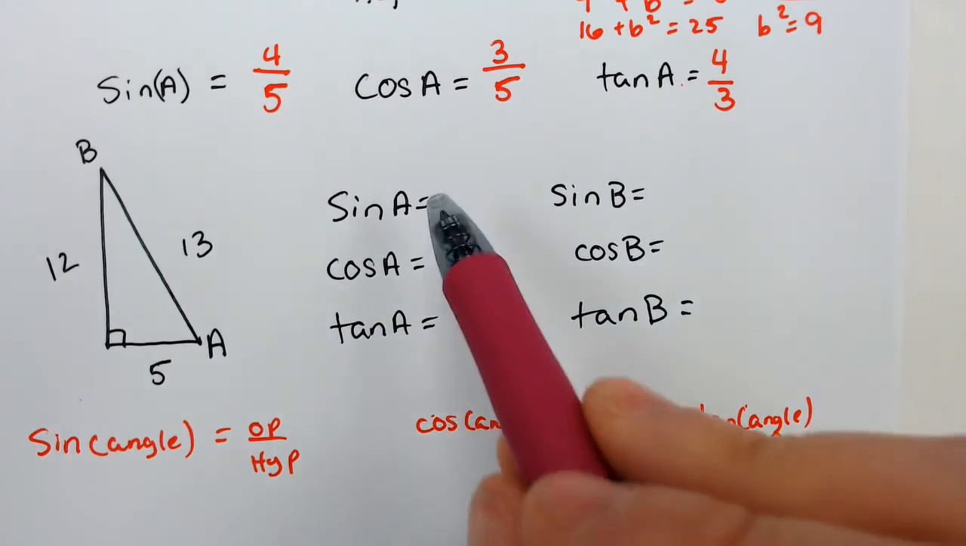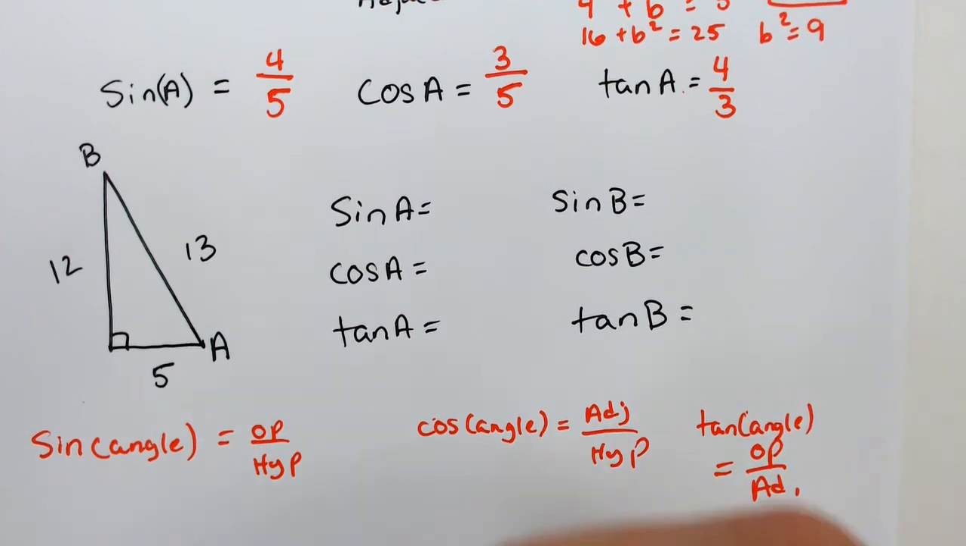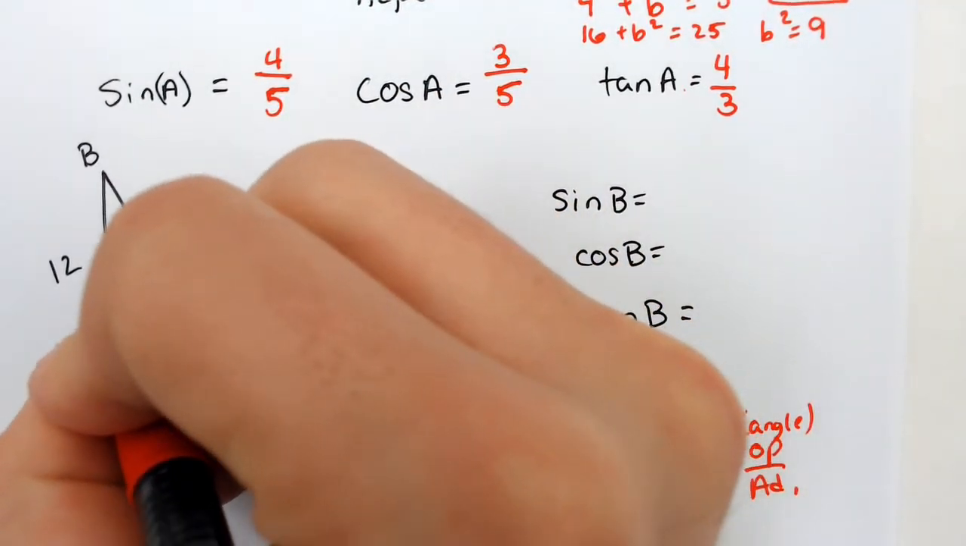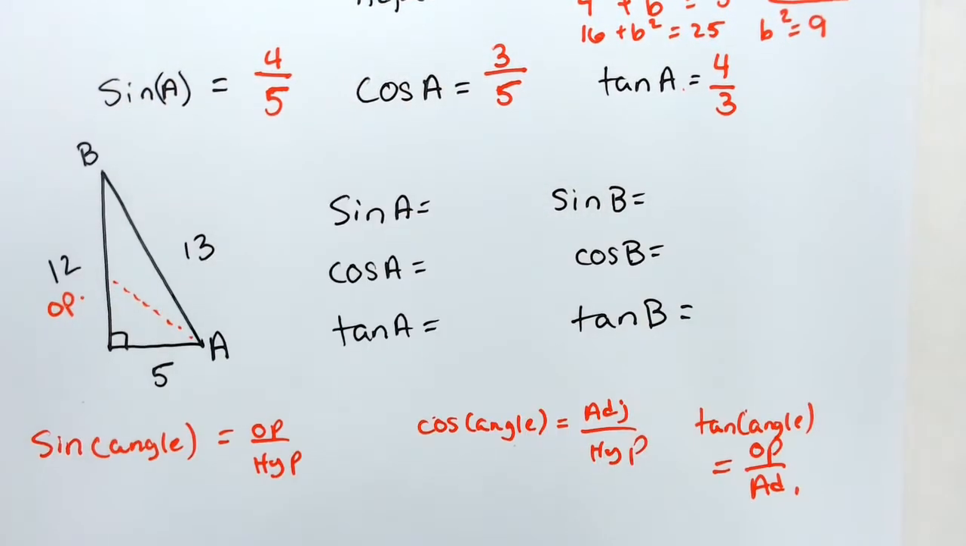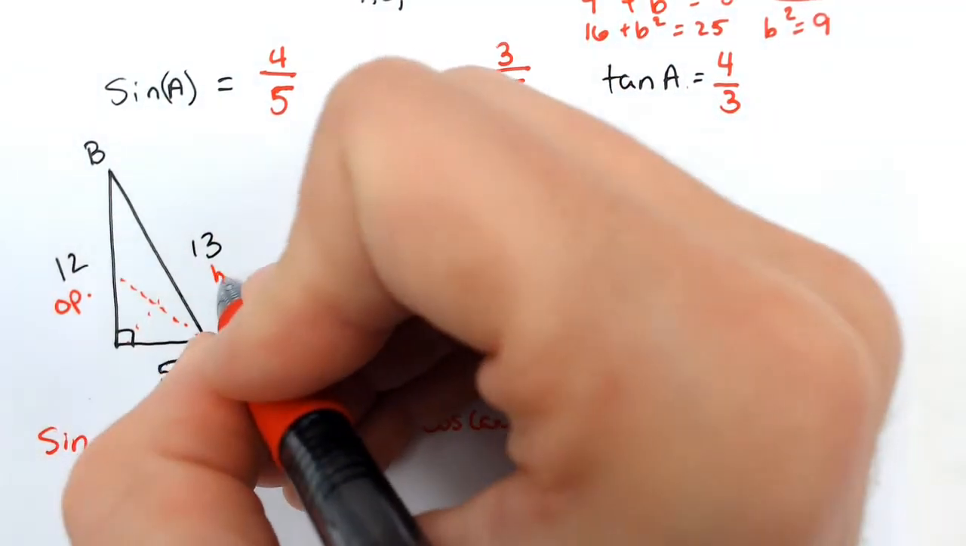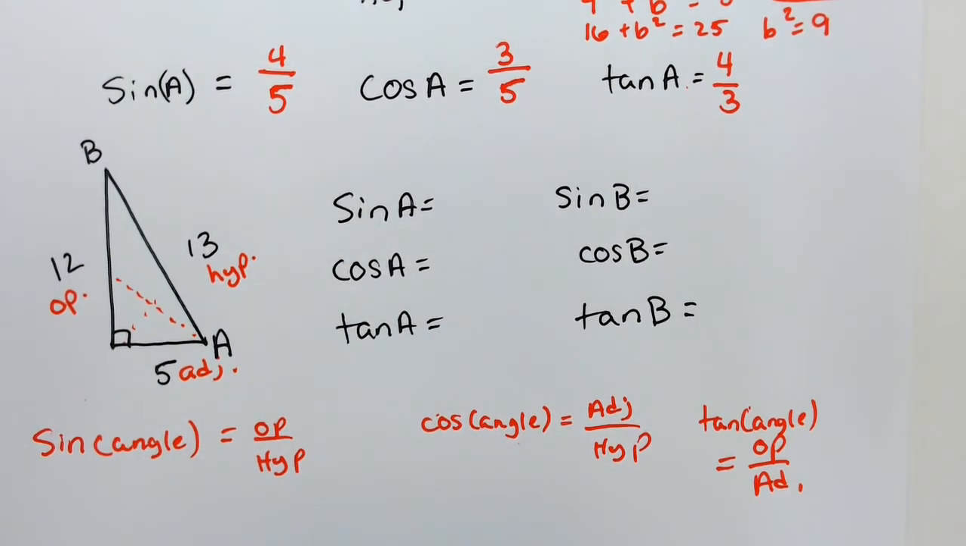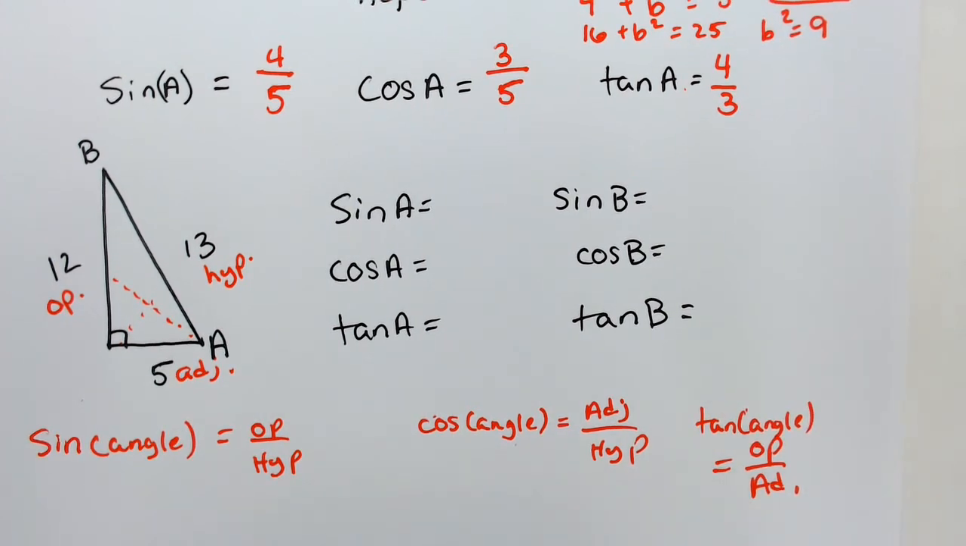So angle A is here. We're going to do all of the A's first. So I'm going to figure out A, and I'm going to go across from angle A just like before to label my opposite. And I'm going to go across from the right angle to label my hypotenuse. And 5 would be the adjacent. So we're just going to fill in sine, cosine, and tangent based off of the little formulas we have here.